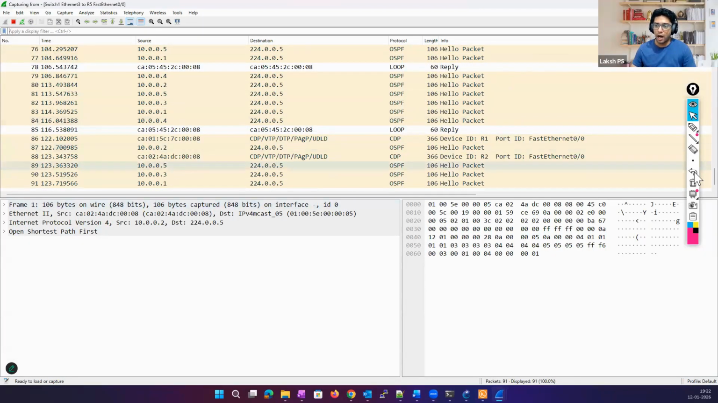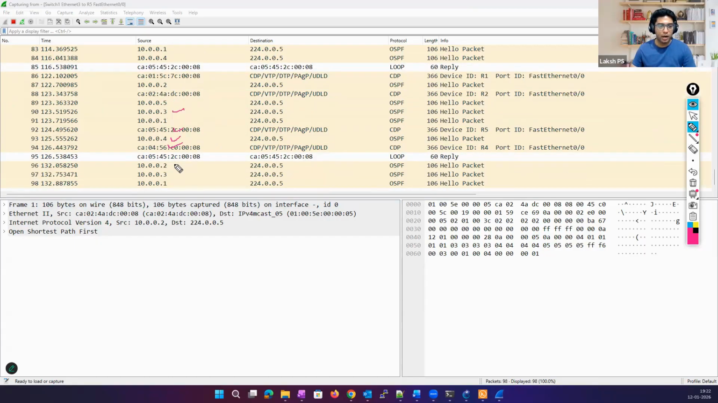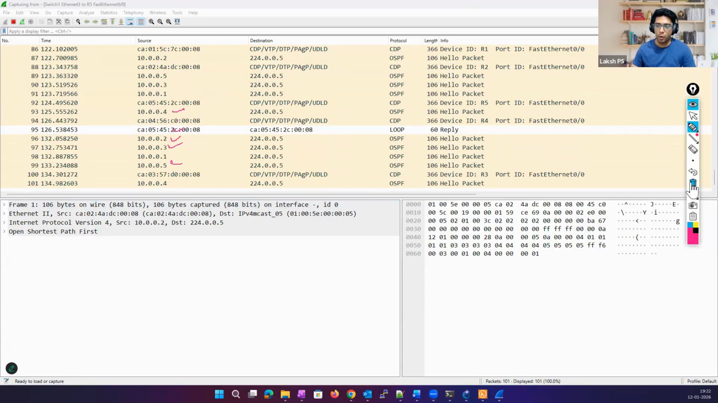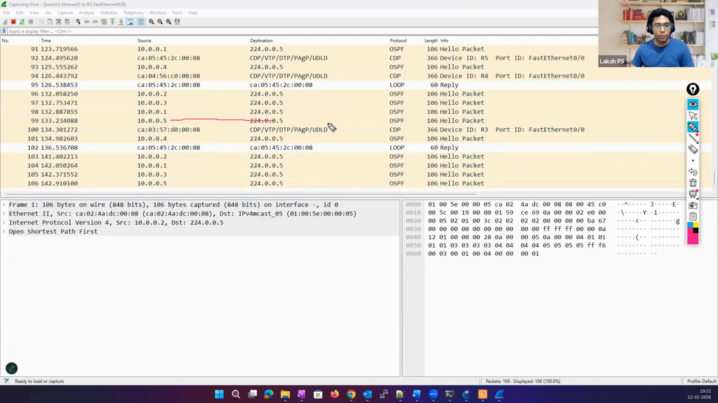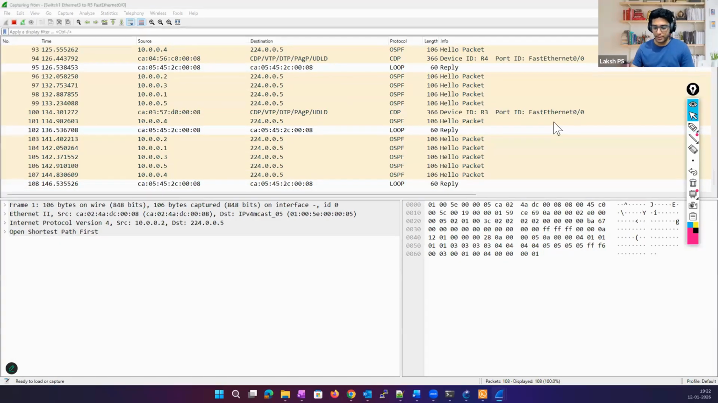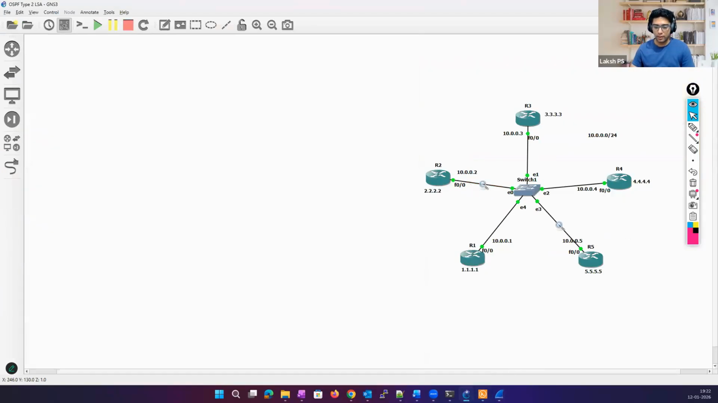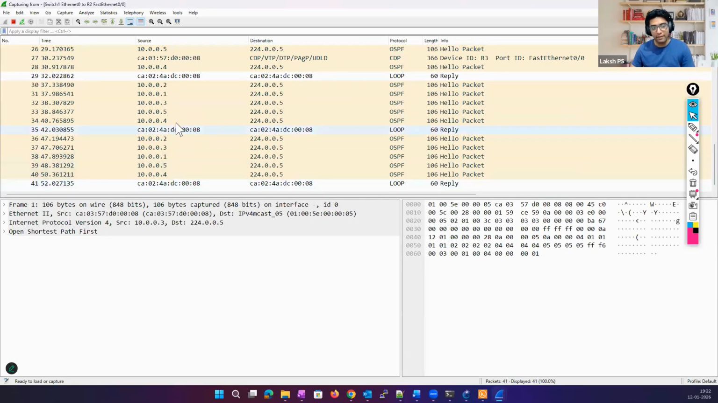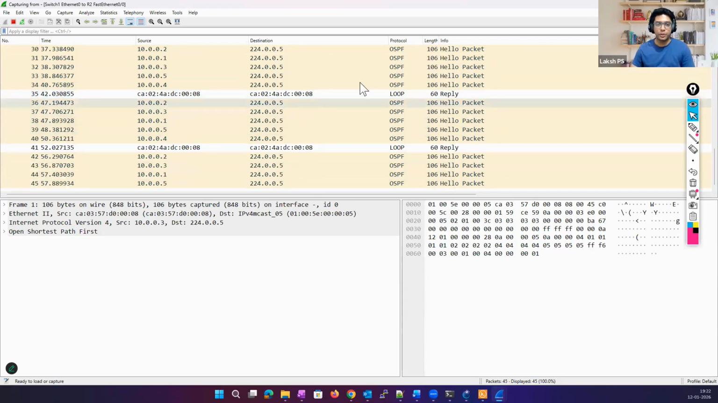So you can see R5 is receiving hello messages from so many other routers. We can see from R1, R3, R4, R2, R4. It is receiving OSPF messages from all the routers at every 10 seconds of interval. It is also sending its own OSPF hello messages to all the routers in the network. The same goes for R2's link as well. It is receiving hello messages from all the routers in the network at the multicast address of 224.0.0.5.